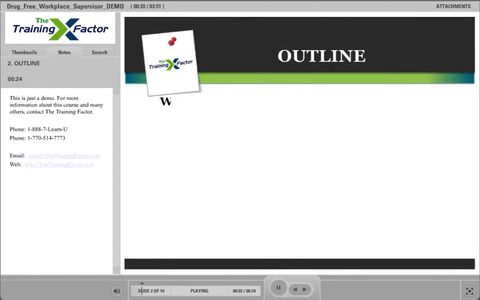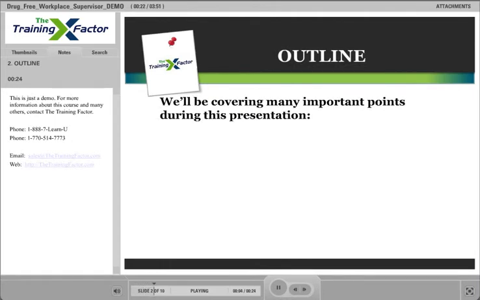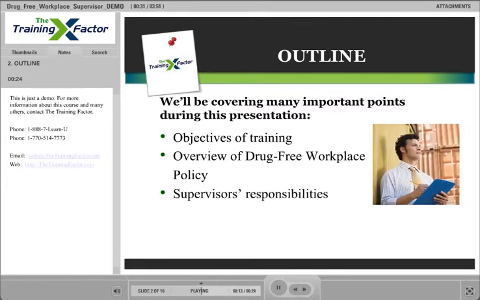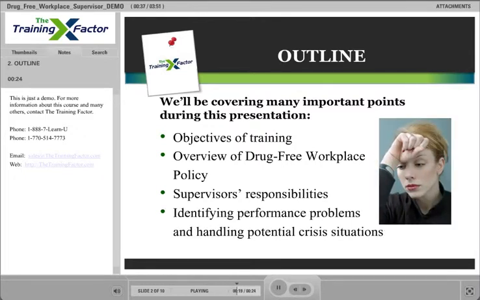Outline. We'll be covering many important points during this presentation. First, we'll discuss the objectives of this training and provide an overview of drug-free workplace policies. Then we'll examine supervisors' responsibilities with respect to such policies and identify common performance problems and potential crisis situations in the workplace.